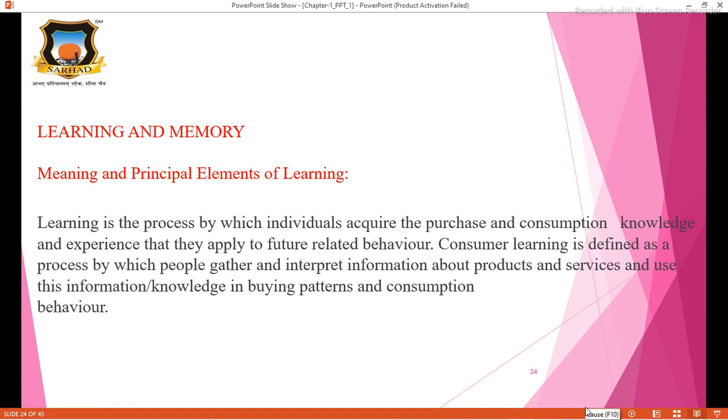The next is learning and memory. Learning is the process by which an individual acquires purchase and consumption knowledge and experiences that they apply to future related behavior.